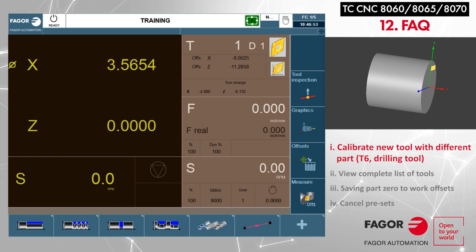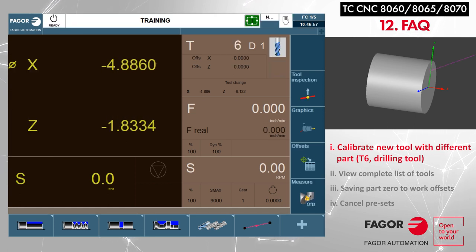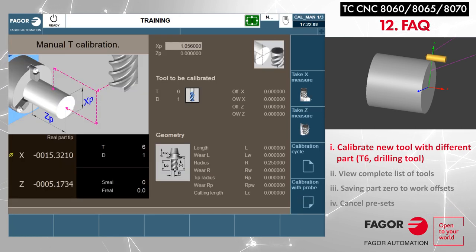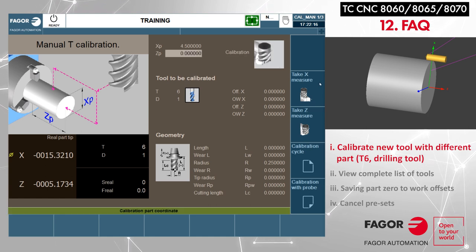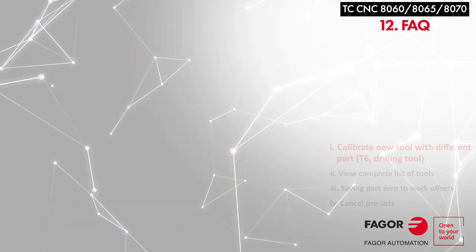Now we can call our new tool T6, cycle start. Now jog the tool and touch it to the diameter of the part. We will select measure from the right side menu. Now we will enter the diameter of the part plus the diameter of the tool in the XP field. 4.5, enter. Now select take X measure, enter. Now jog the tool and touch the face of the part. Take Z measure, enter. Calibration is done.